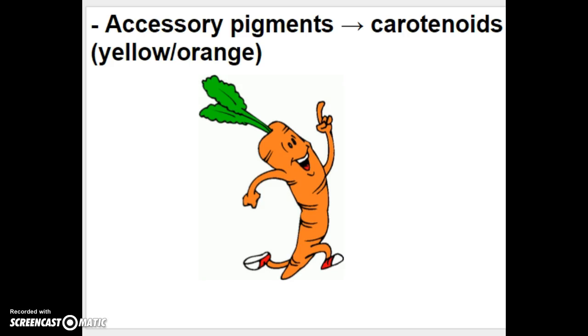There are also some other pigments in here as well. We call those the carotenoids. Why? Because they're yellow and orange, kind of like a carrot. So the carotenoids make their appearance in the fall time when the chloroplast starts to disappear from the leaf.